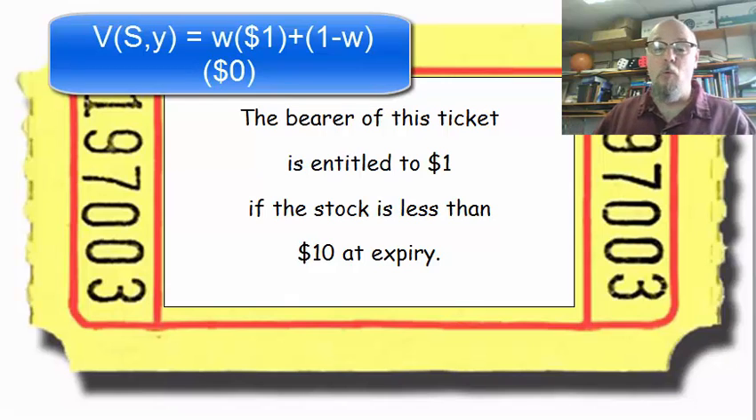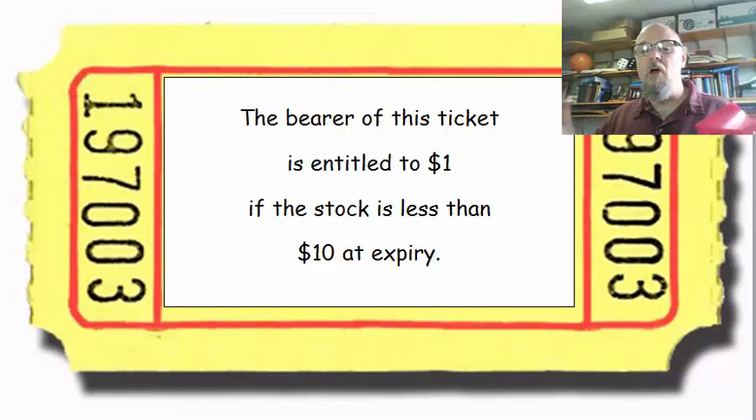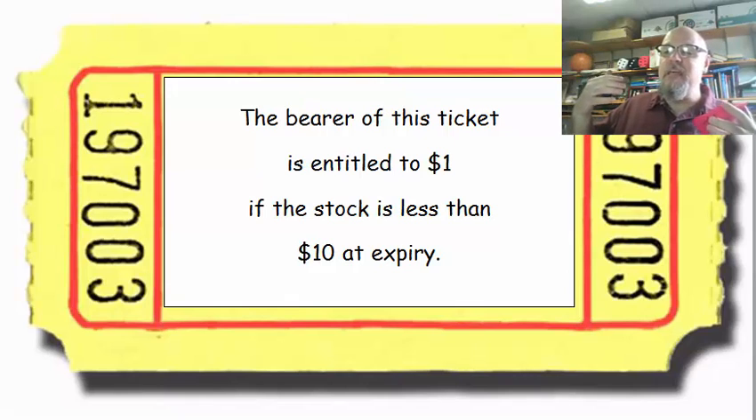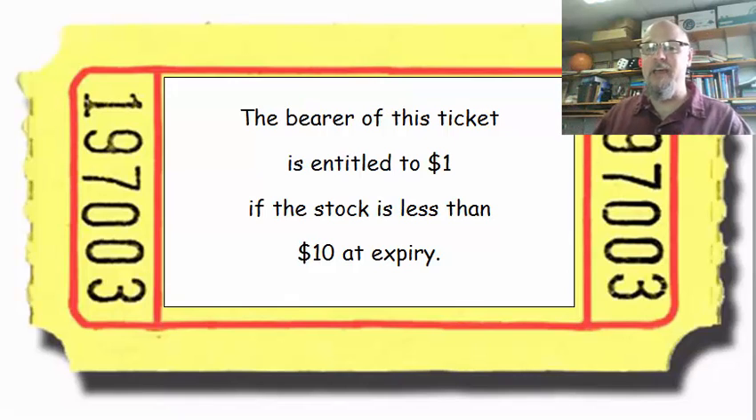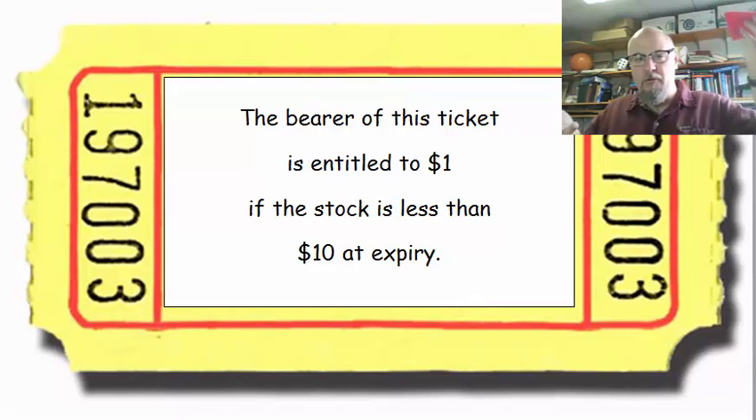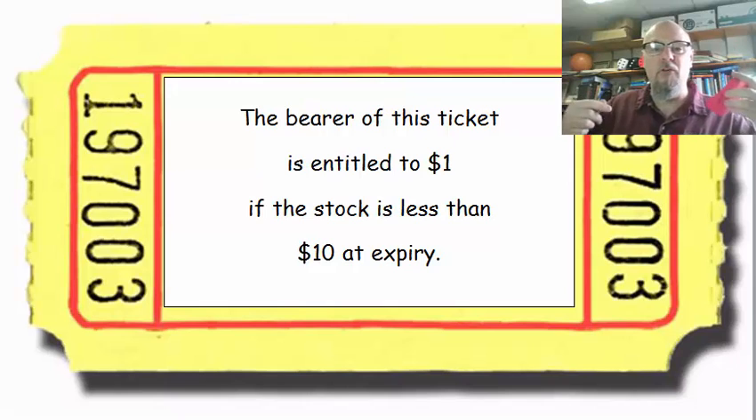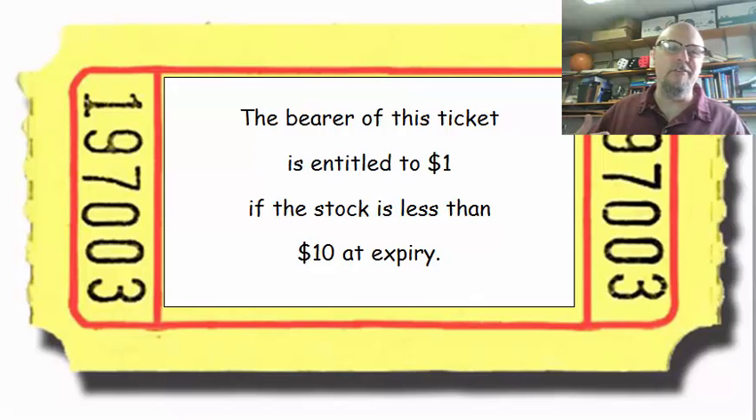Well, the most it can ever be worth is $1, and the least it can ever be worth is $0. So your answer is probably going to be some sort of weighted average between $1 and $0. The weights would probably depend on what the stock is trading at now. If the stock is trading at, I don't know, $1,000, then the chance that the stock's going to drop below 10 and make this ticket worth something is pretty slim. So your weights will be more towards the 0 and less towards the 1.